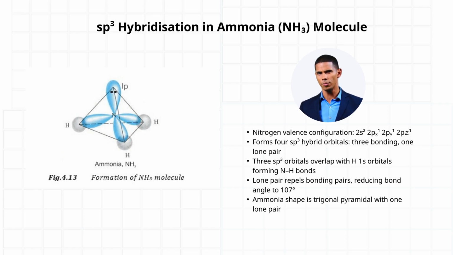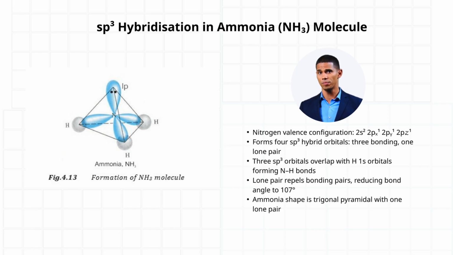Let's discuss ammonia, NH3, a classic example of sp3 hybridization with a lone pair. Nitrogen in its valence shell has 2s², 2px¹, 2py¹, and 2pz¹. These four orbitals hybridize to form four sp³ hybrid orbitals. In NH3, three of these sp3 orbitals overlap with the 1s orbitals of hydrogen atoms, forming three NH sigma bonds, and the fourth contains a lone pair of electrons belonging solely to nitrogen.